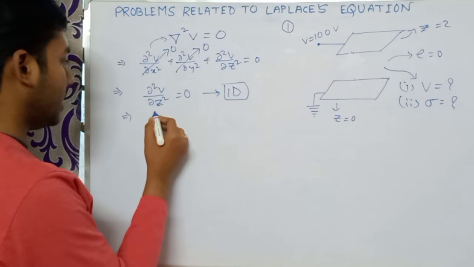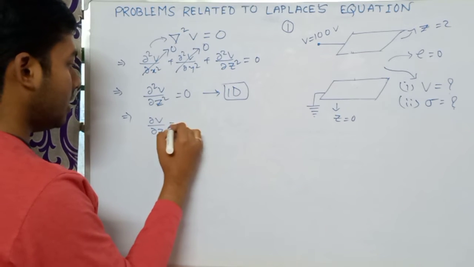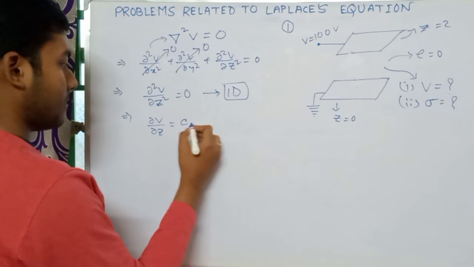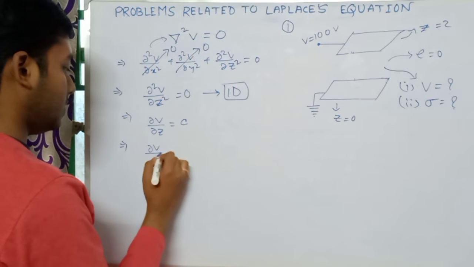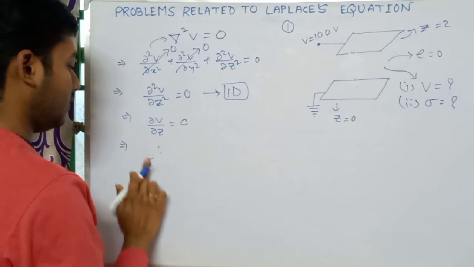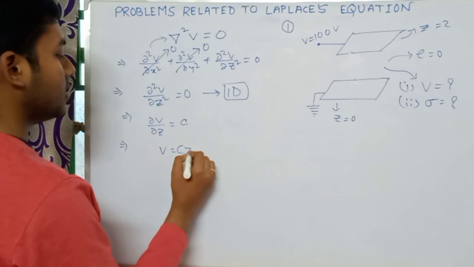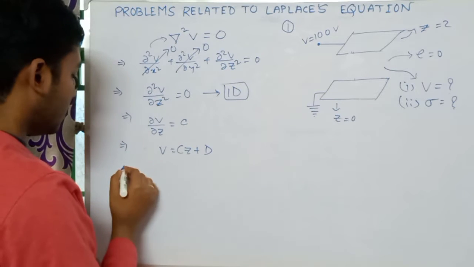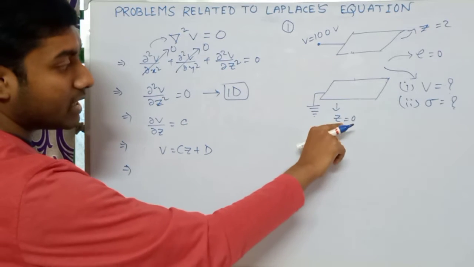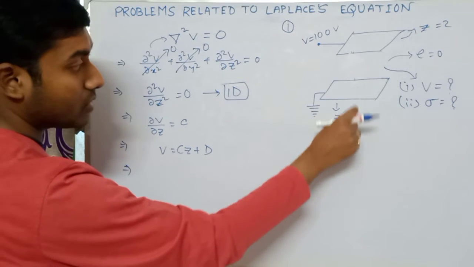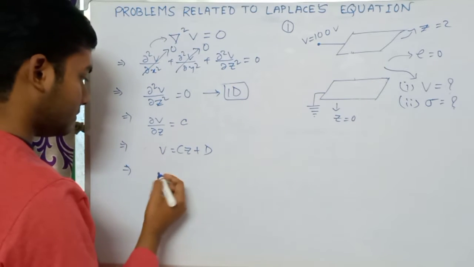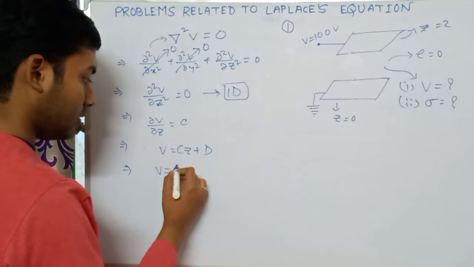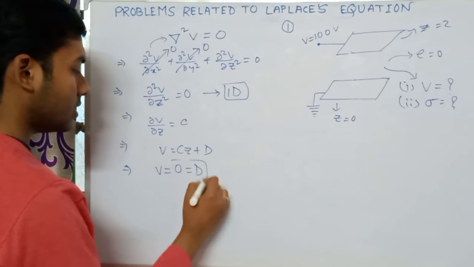Now if we calculate this, del v over del z is equal to some constant c, and v is equal to cz plus d, suppose, where c and d are constants. Now what will be the constants? Putting in the boundary conditions, boundary condition number one is z equals 0. At z equals 0, the potential is 0. So v is equal to 0 at z equals 0. That means d is equal to 0.